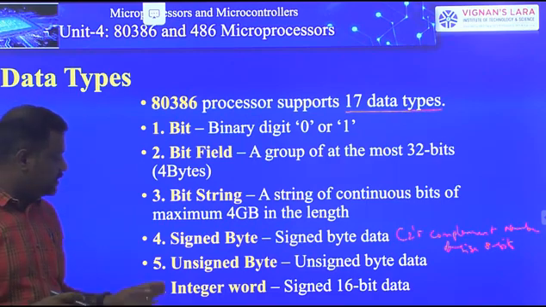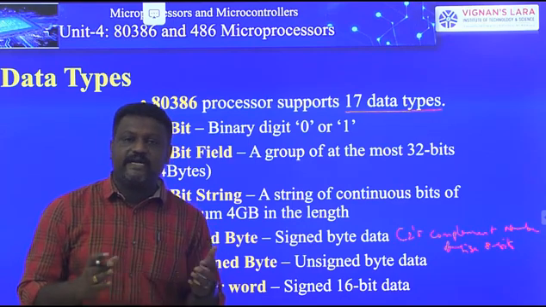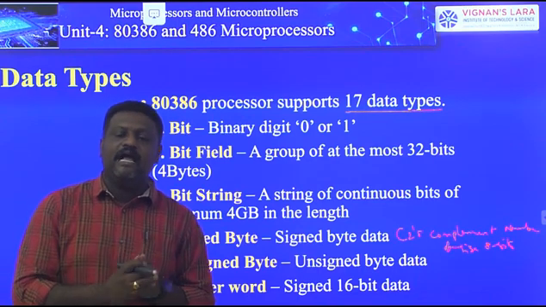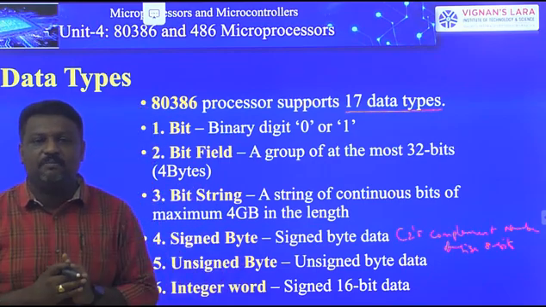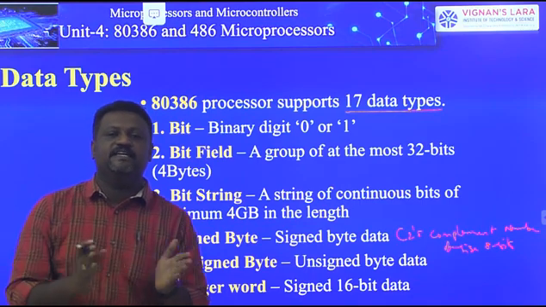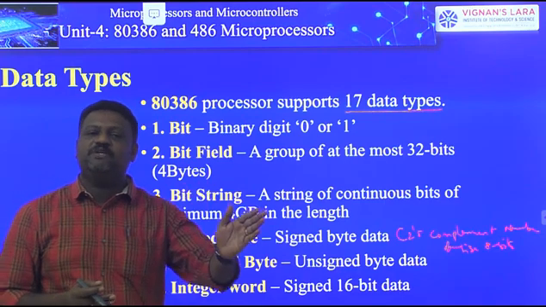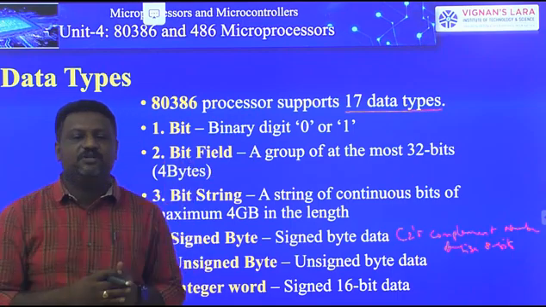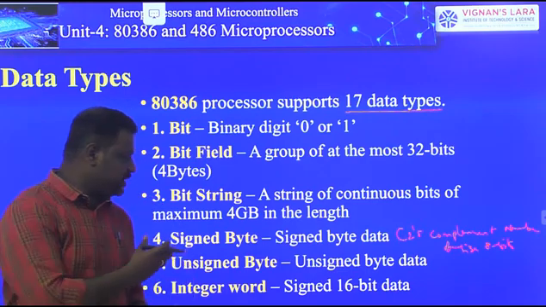And coming to the sixth one, integer word. It is nothing but signed 16-bit data. Signed 16-bit data in the sense, again this number we are representing in 2's complement, and that number must have only 16 bits. So once your number is represented in 2's complement, definitely the most significant bit plays a vital role. That indicates the sign of a number. Your number is positive or it may be negative. If the most significant bit of your number is 1, no doubt that number has a negative sign. If the most significant bit of your number is 0, no doubt that number has a positive sign. That's the meaning of this.